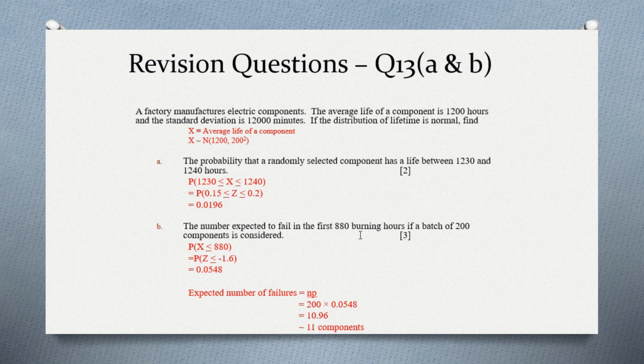The number expected to fail in the first 880 in the batch of 200 components is considered. So you find the probability first of the first 88. That means first 88, so lesser or equals to 880. Find the probability, then you can find the expected number. Understand?